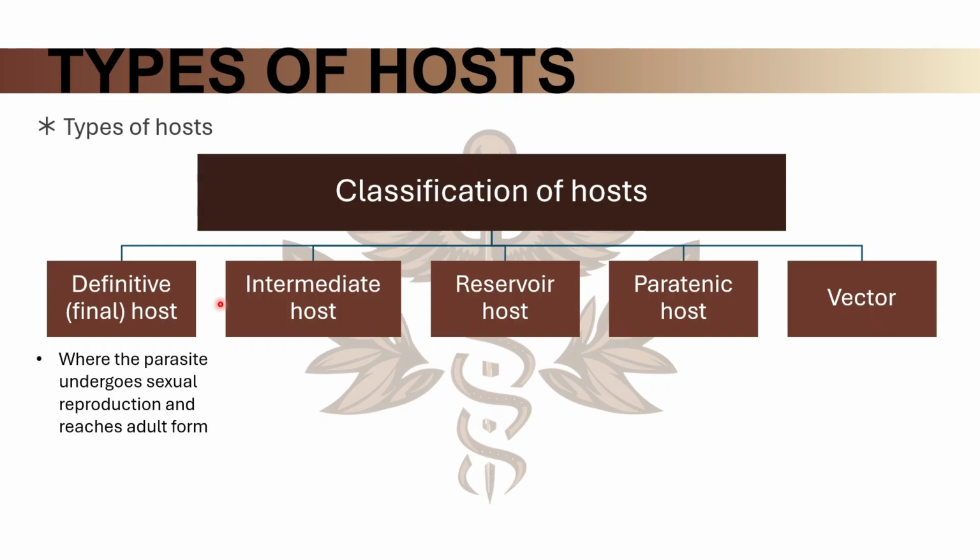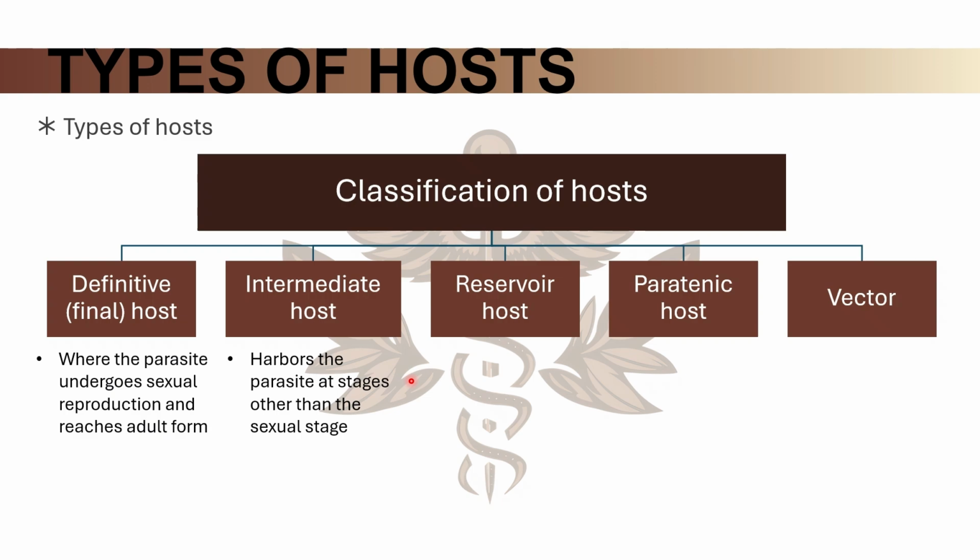Definitive hosts carry the sexually mature parasite. They are the final hosts where the adult parasite lives and reproduces. Intermediate hosts carry the immature or asexual stage of the parasite. The parasite undergoes development or multiplication inside the intermediate host but doesn't reach sexual maturity there.